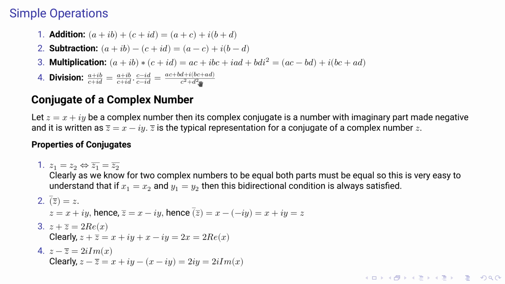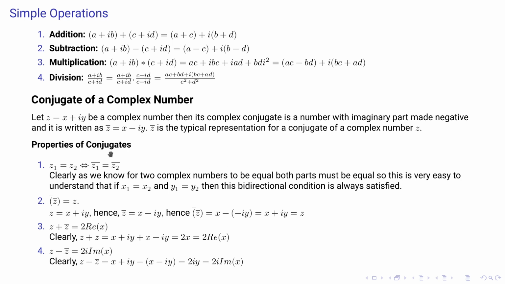Now there is something called conjugate of a complex number. Suppose z = x + iy is a complex number, then the conjugate of this is written as z bar, with the overline or bar written over z, and that is equal to x - iy. So this is called conjugate or complex conjugate of the complex number z.